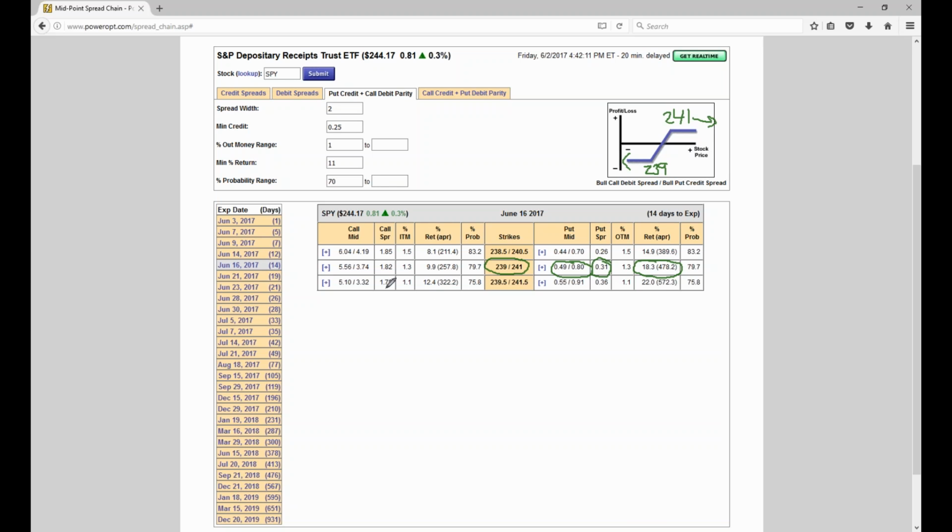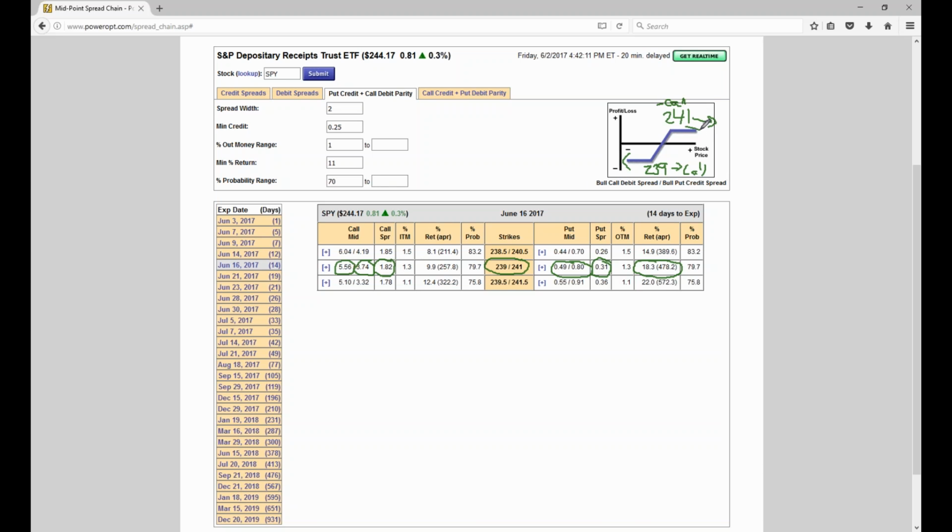Now over here on the left, what I'm looking at is the bull call debit position, which is the parity trade to the bull put credit. It has the exact same risk reward profile, but here I'm going to sell a 241 call for about 374, and I'm going to buy a deeper in the money 239 call now for 556. Now this gives me a debit on my 2-point spread of 182. That's what I'd have to pay to enter the position.